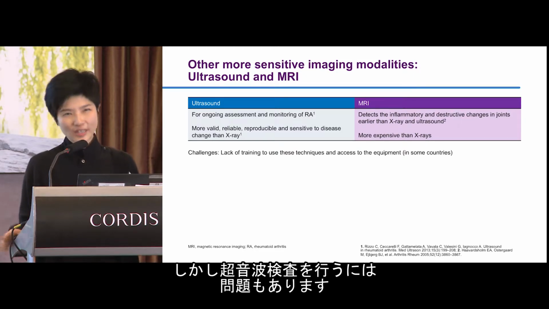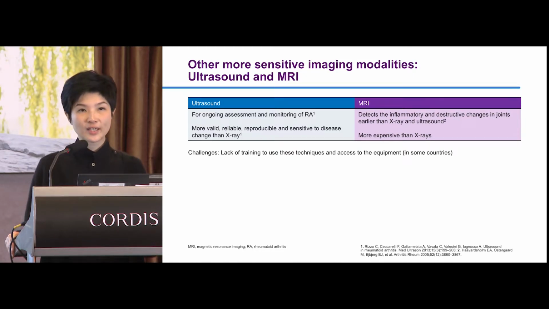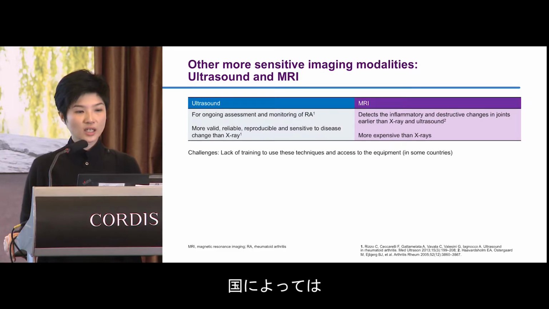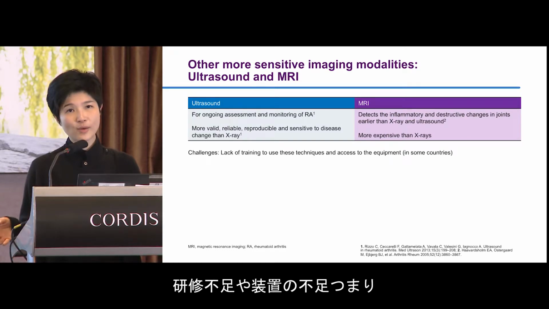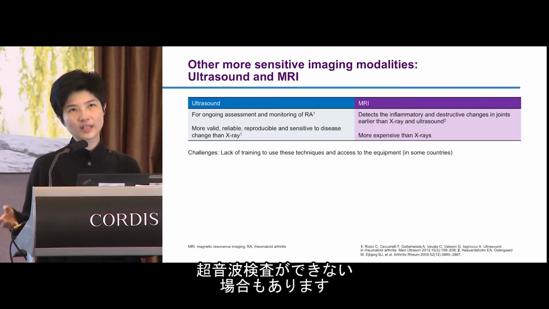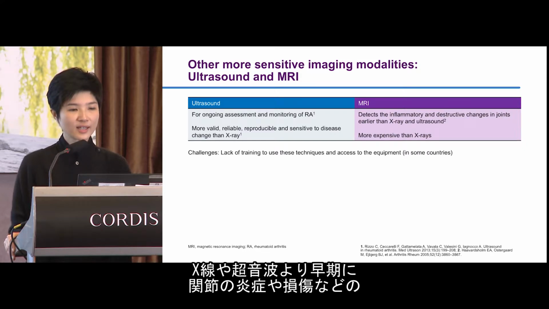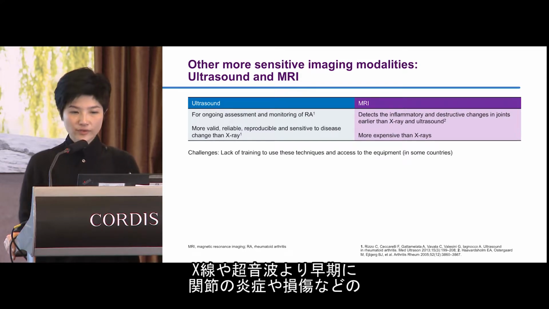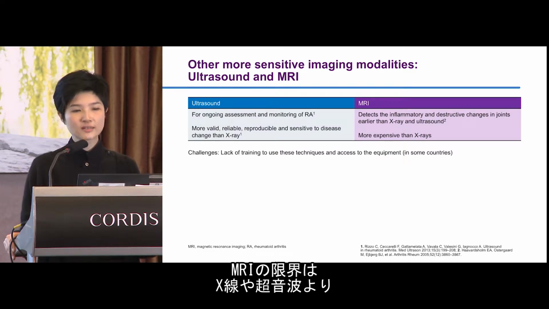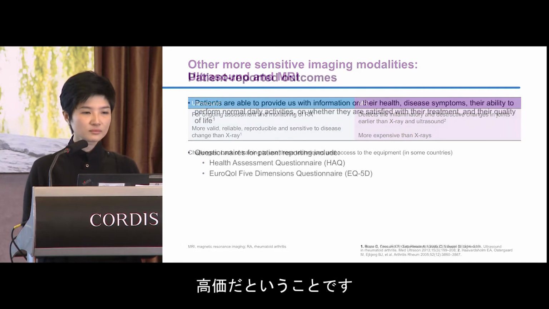But for doing ultrasound, we do have challenges here, because it requires more hands-on experience, and for some countries there will be some barriers because of a lack of training, and the ultrasound equipment is not easily accessible for them. For MRI, it can detect inflammatory and destructive changes in joints earlier than X-ray and ultrasound. But the limitation is that MRI is more expensive than X-ray and ultrasound.